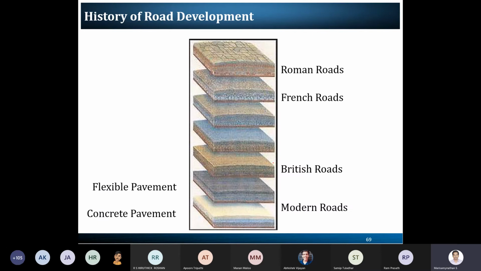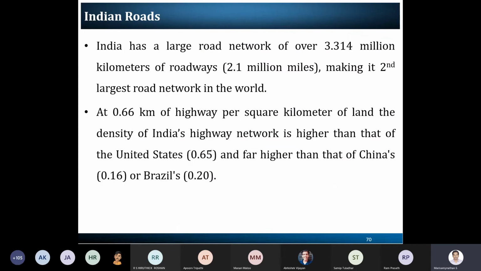So this is the history of road development. The technical components, how things happened in ancient times, which is not covered in the picture, is one thing. Then the Roman road, how it happened. Then the French roads, the British road, how Macadam introduced it. Then the modern road, itself flexible, as I mentioned. Then the concrete road, which is nothing but your pavement road. So this is the history achieved throughout road development across the world, particularly India. In India, this is a little bit of old statistics.